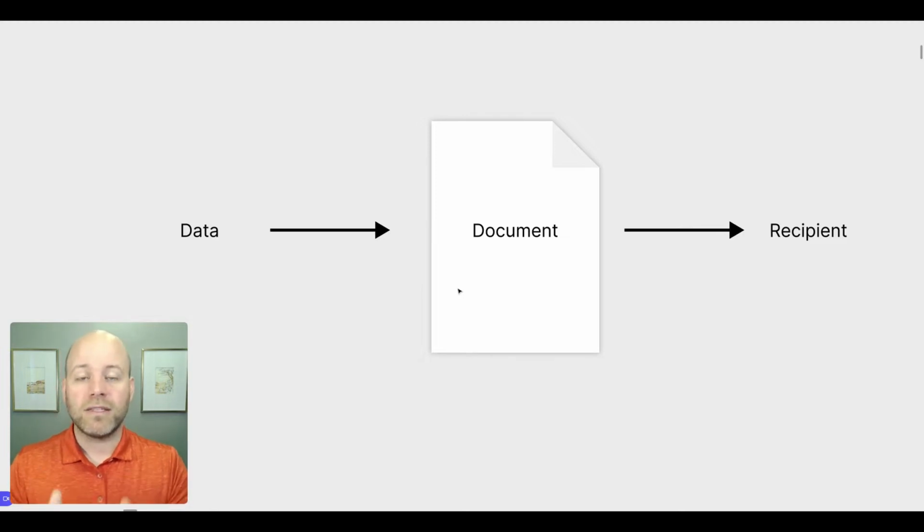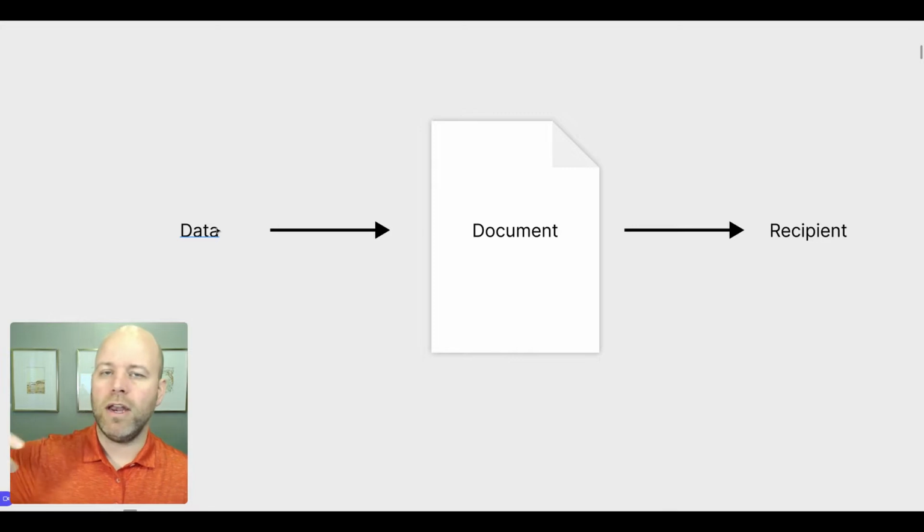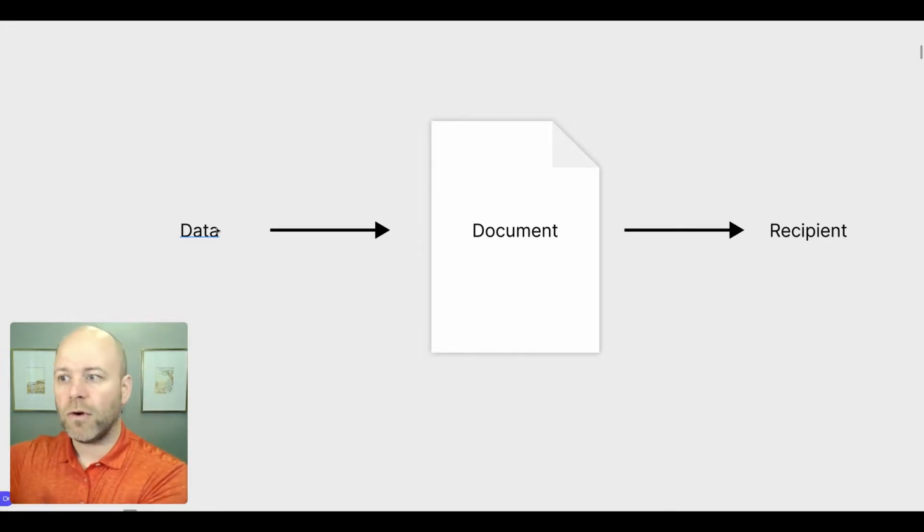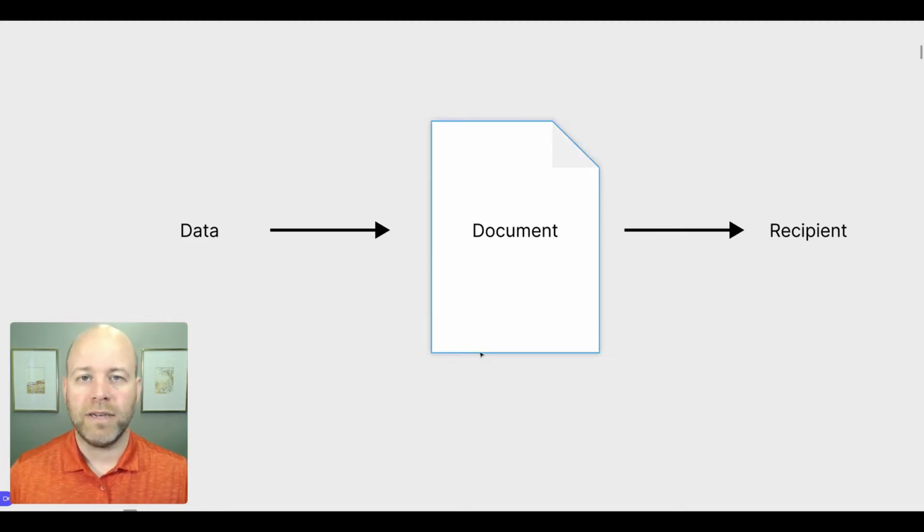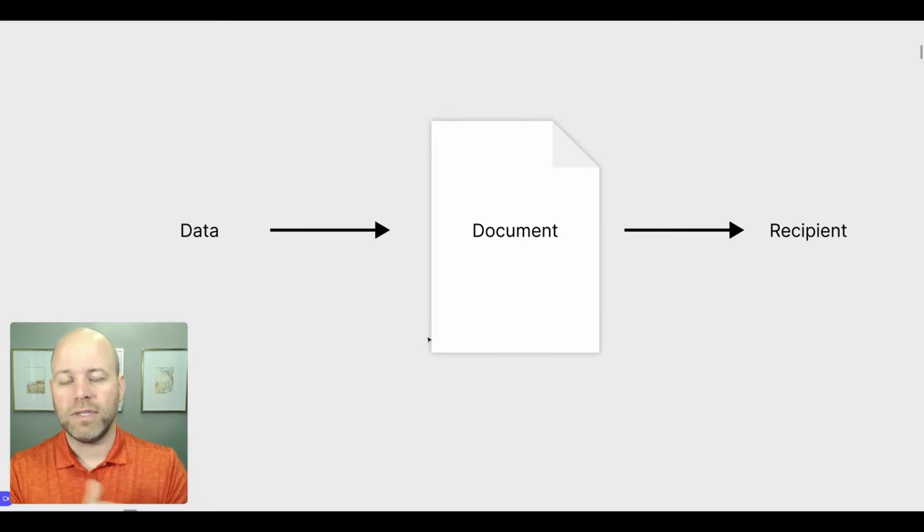So let's start with the bread and butter of Formstack documents, which is a document. Basically, you have data coming from any number of sources: Formstack forms, Airtable, maybe a Typeform or another data source, Salesforce. That is then sending that data to the document. Formstack Documents takes that data, fills in the information, merges, makes the document, and then we've got a delivery method. So we're sending it to a recipient.